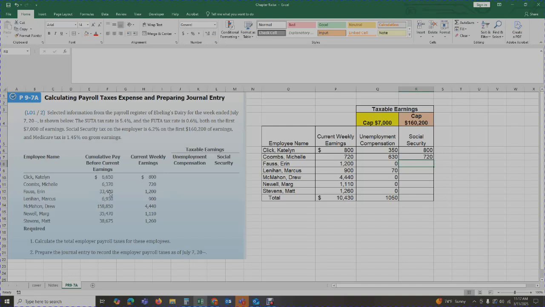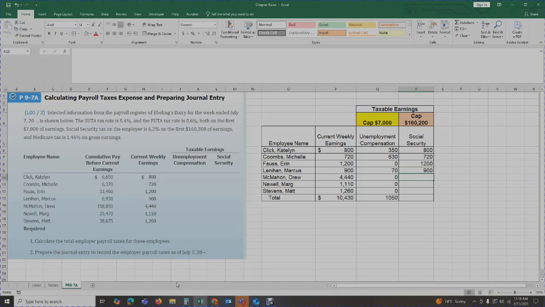Let's look at Aaron. Aaron has earned $33,460. This week, Aaron earned $1,200. How much of it is going to be taxed? The entire amount, because Aaron has not reached the cap of 160,200. Marcus has earned $69.30. This week, Marcus earned $900. How much of this week's pay is going to be subject to Social Security? The entire amount of $900.